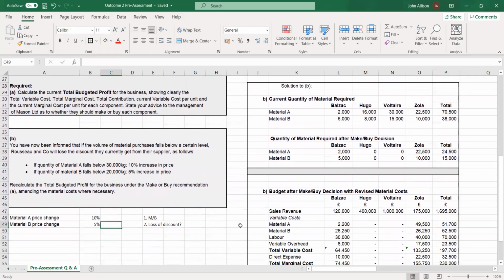It's going to increase in price by 10% for material A and 5% for material B. So we're going to make a new budget with these two things added on. So we've lost the discount on both material A and material B. So we'll make a new budget, taking account of the make-buy decision, and also recognizing we've lost the discount and the price of material A and material B are going to increase.